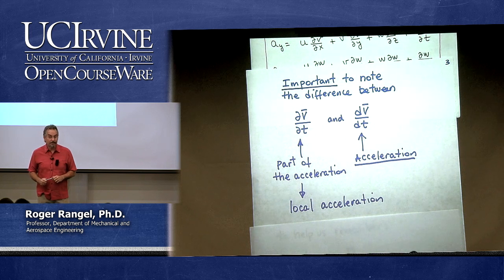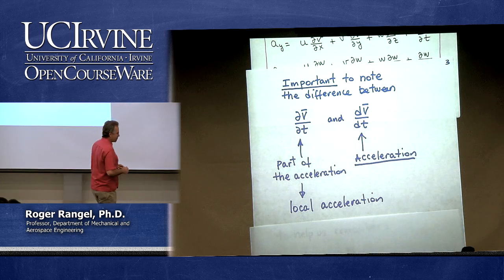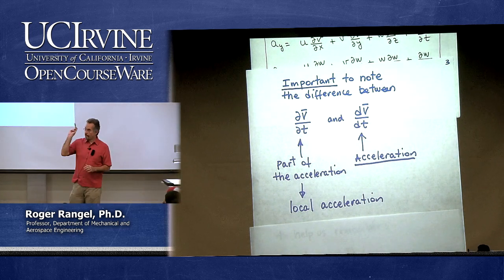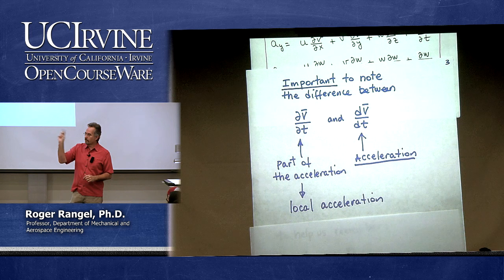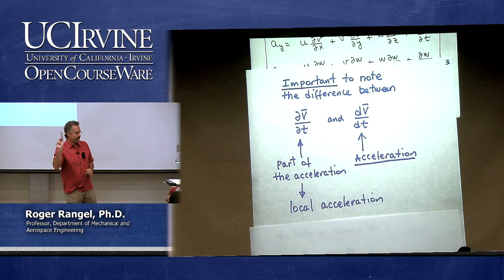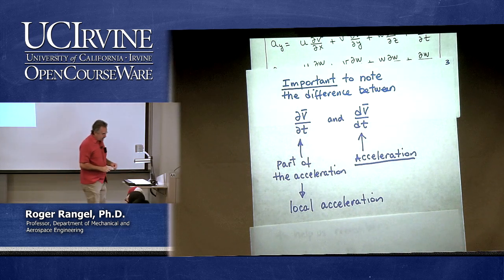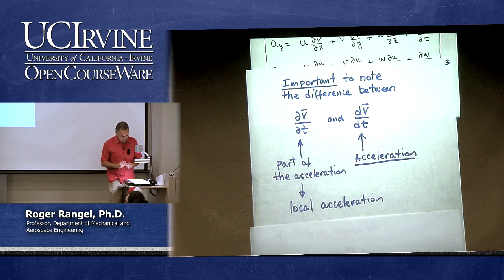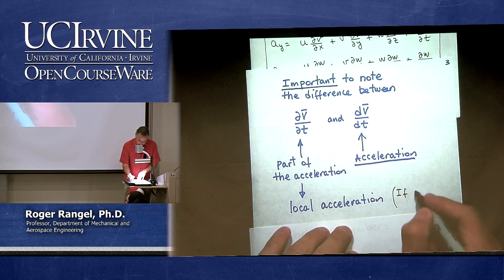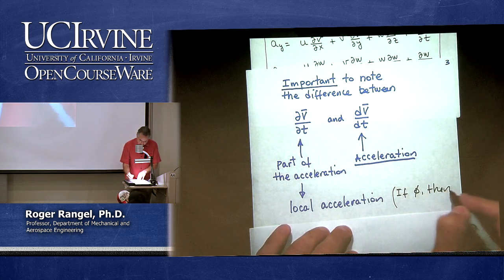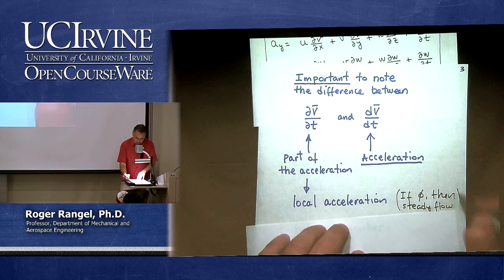No acceleration? No local acceleration. If a flow is steady, by definition, at a certain point the velocity doesn't change. If I keep my eye fixed on a spot as the fluid goes by and nothing changes at that spot, that's the definition of steady, then the local acceleration should not change at that point. So when this term is zero, when the local acceleration is zero, then we have steady flow. Right?